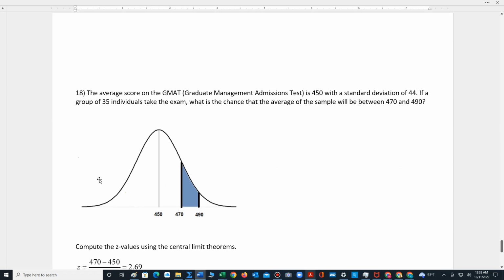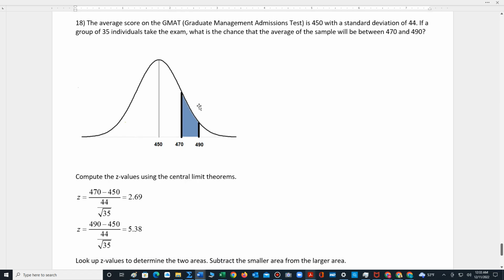Number 18 is a central limit theorem problem from 6.3. It states the following: the average score on the GMAT is 450. So since it's a central limit theorem, we're going to have a normally shaped distribution of sample means. The mean is 450 and the standard deviation is 44. If a group of 34 individuals take the exam, what's the chance that the average of the sample will be between 470 and 490? So we have to find this area.